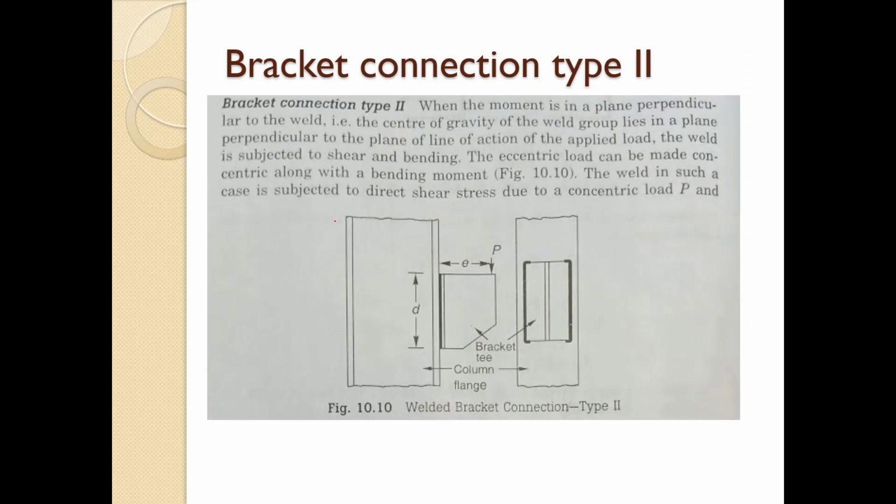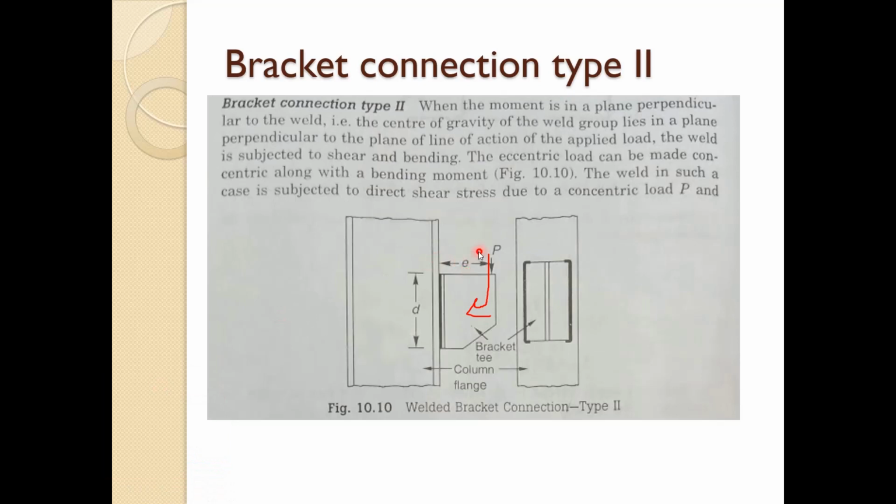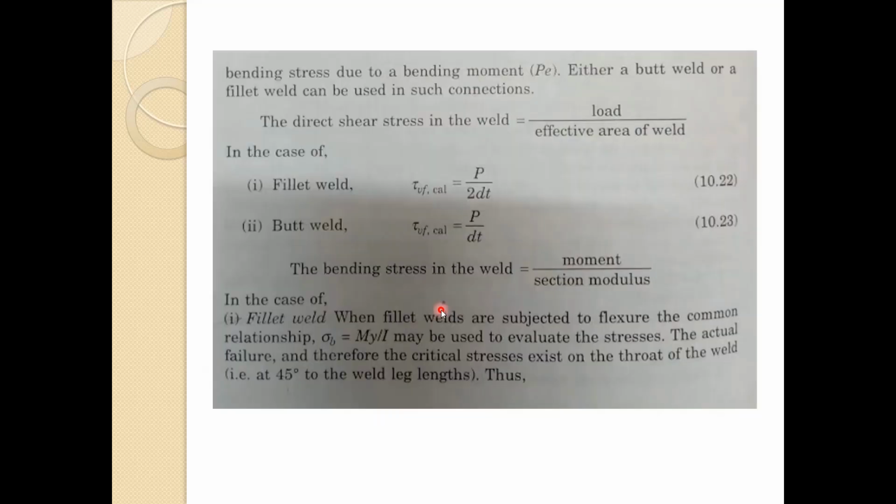So here you can see, as you have seen in the last lecture, this moment tries to rotate this in this direction, and the reaction is in the opposite direction. So this will try to rotate this thing in this direction. So there is a bending moment. Either butt weld or fillet weld can be used for such connections.